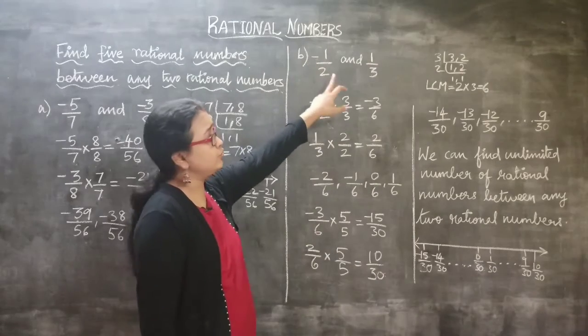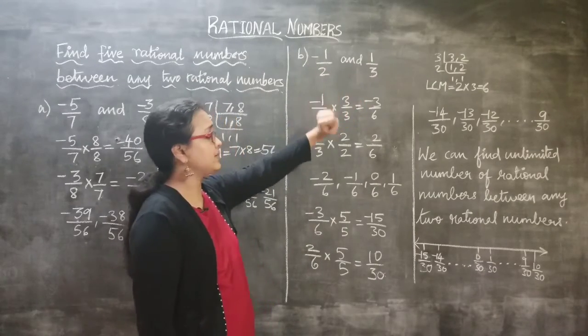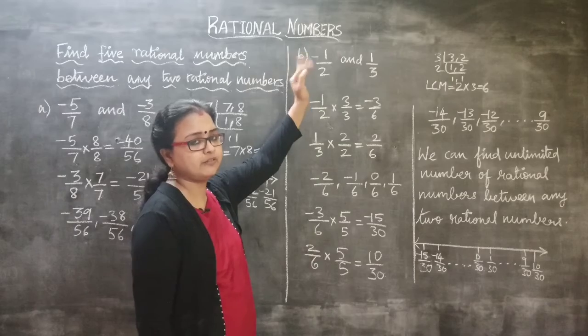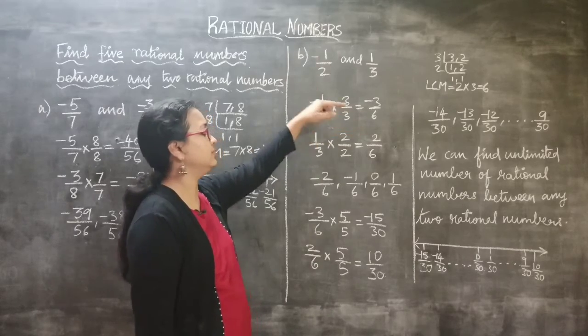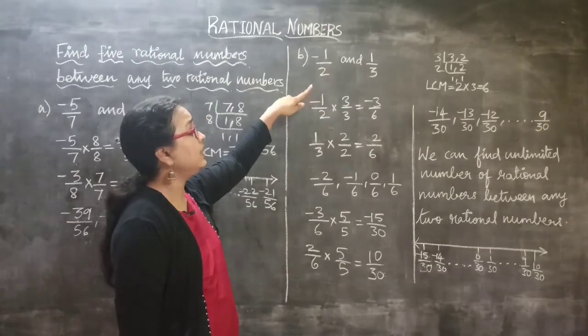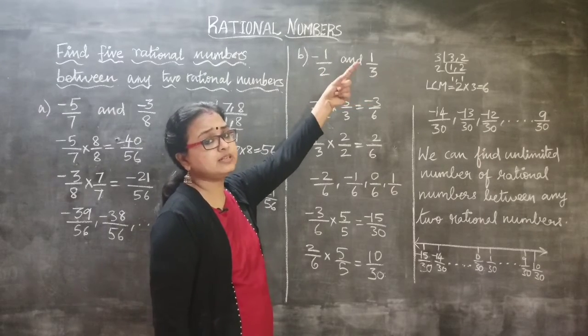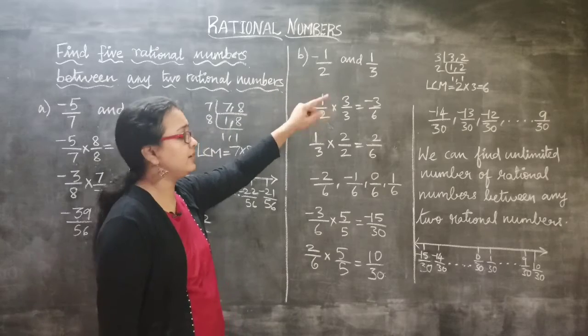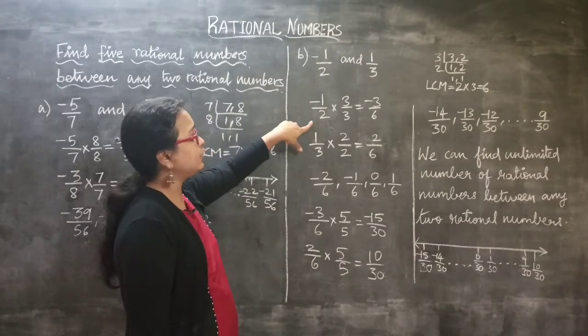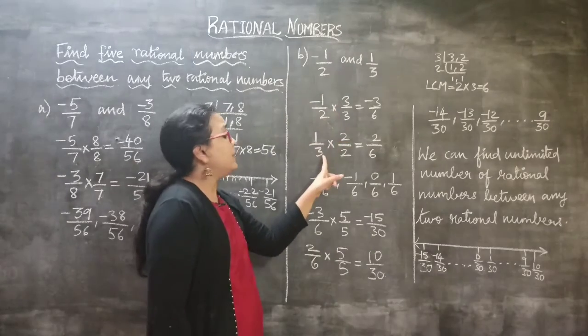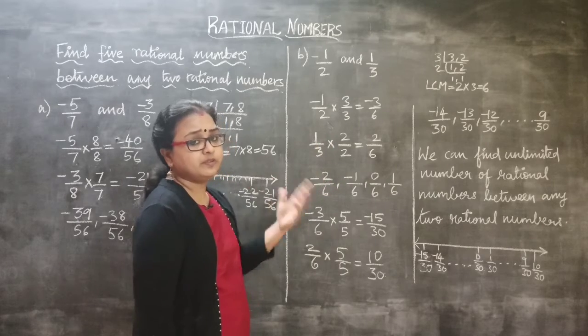Minus 1 by 2 and 1 by 3. This is the question. So we have to find again 5 rational numbers between these two rational numbers. So the question is minus 1 by 2, that is a negative rational number, and right hand side, if you see, that is 1 by 3, that is a positive rational number. So minus 1 by 2 and 1 by 3, if you see, there are two different denominators.